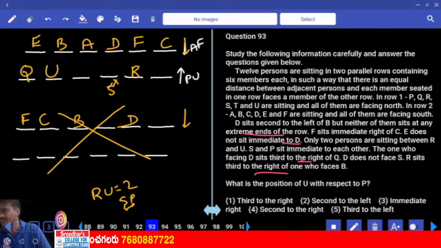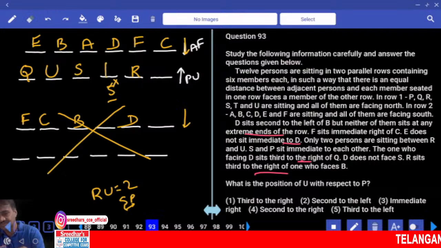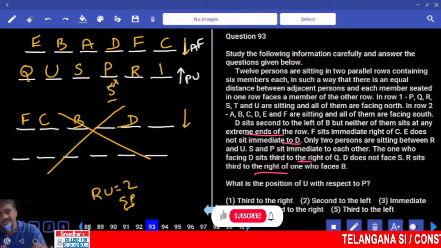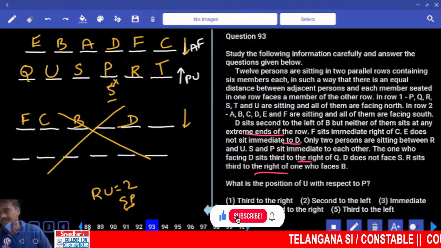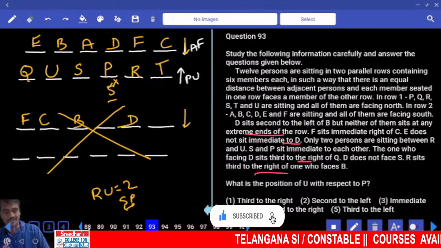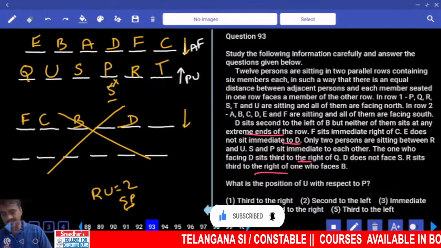Immediate right hand side of Q. Then S and P are adjacent to each other, and S cannot be at this place, so S is here and P is here. Then who is the person left? T is the person left. Done? Now this is from 93 to 97.